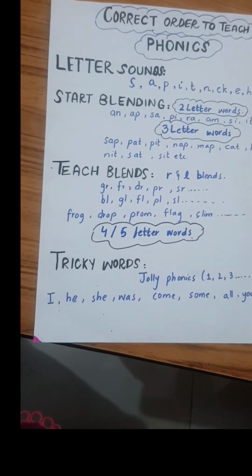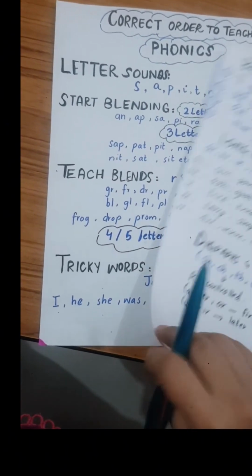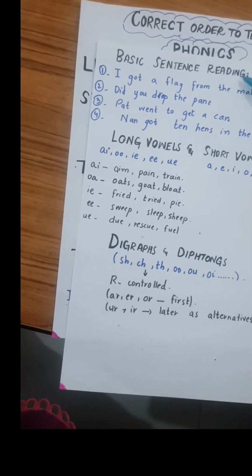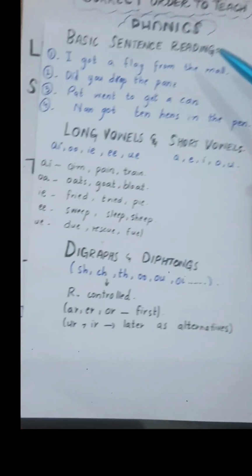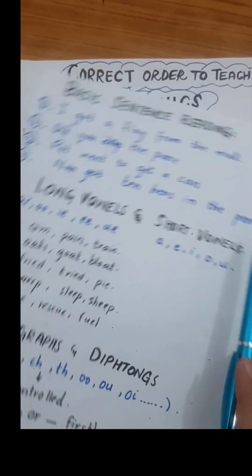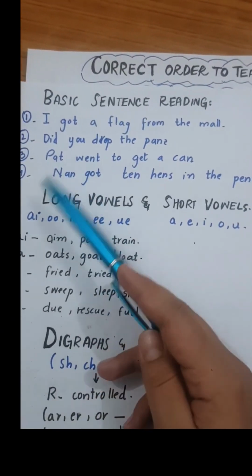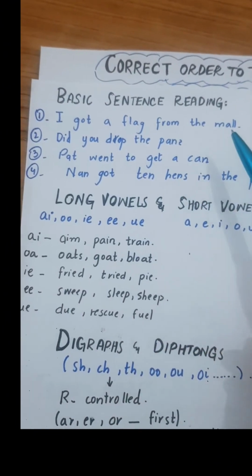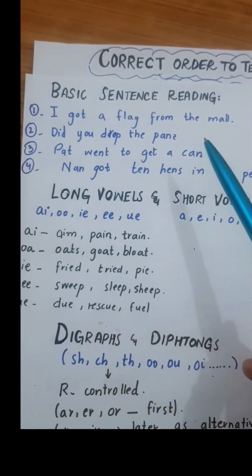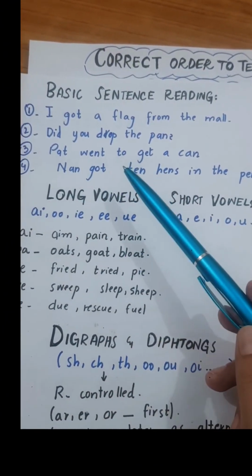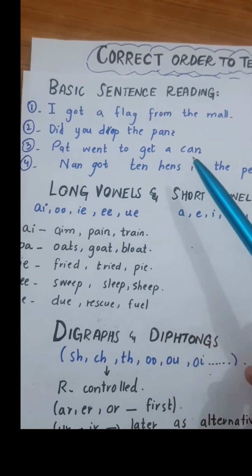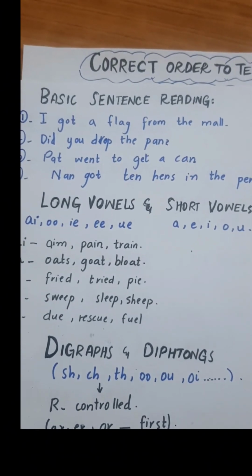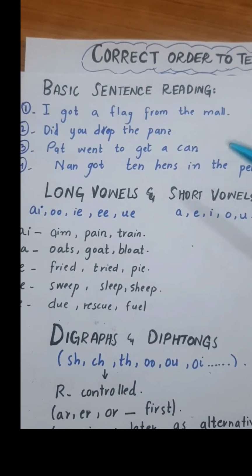The next step is basic sentence reading, in which you must teach your child about sentences. As an example: I got a flag from a mall. Did you drop the pen? Pat went to get a can. Nan got ten hands in the pen. So these are the sentence structures.